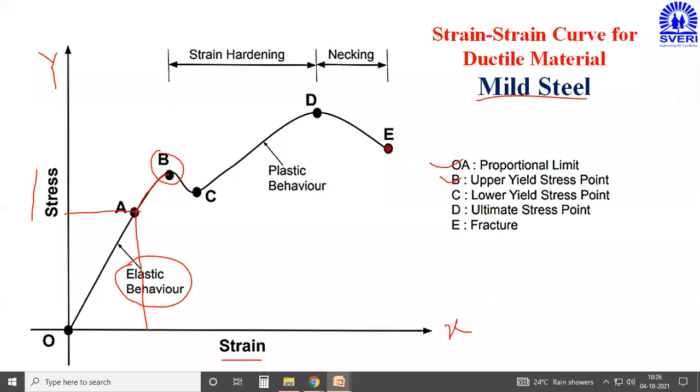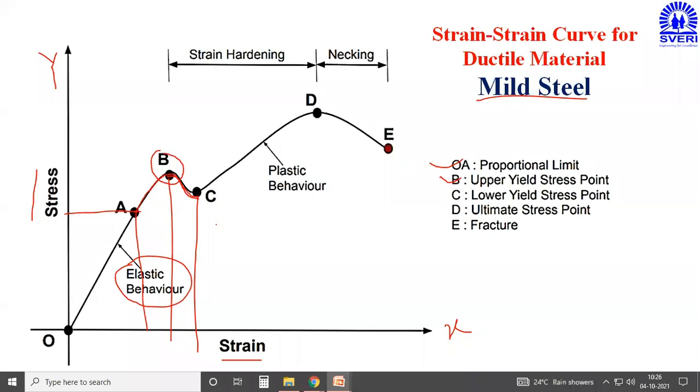Then what happened? Again, I have increased some amount of load. Then your point B is shifted to the point C. So what happened? There is a drop in stress from point B to C. Suddenly there is a drop in stress, but there is an increase in strain. You can see here, strain increases, but the stress goes on decreasing. Why does strain increase? Because there is an increase in dimension.